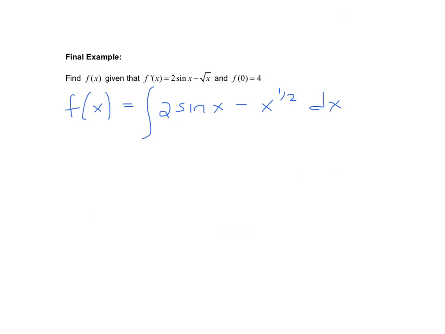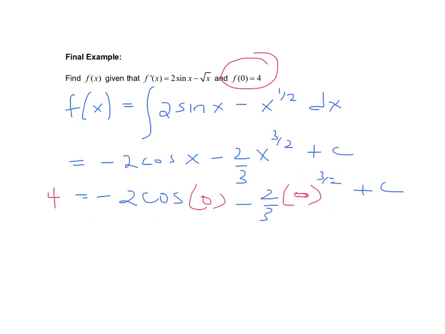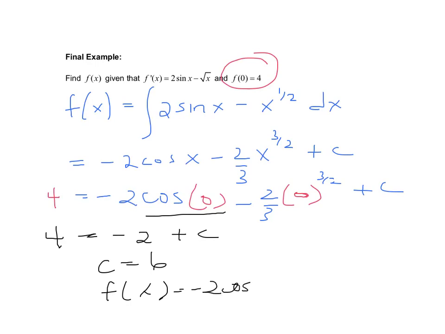Now take the antiderivative. When you take the antiderivative, you get this. Next, plug in that last piece of information right there to find c. This is where your true test of trig functions comes in. Cos at 0. Use your cos curve to identify that cos at 0 is equal to 1. When you do so, you get 4 is equal to minus 2 plus c, so that makes c equal to 6. Your final answer is f of x is equal to minus 2 cos x minus 2/3 the square root of x cubed plus 6.